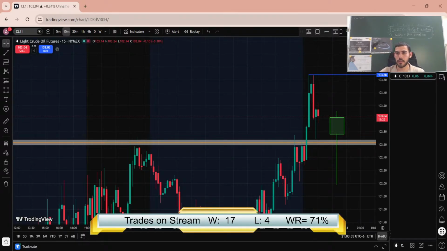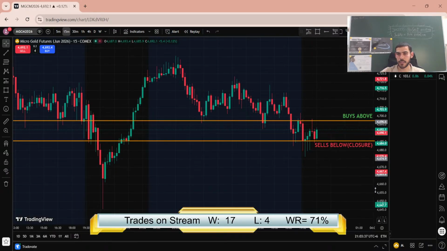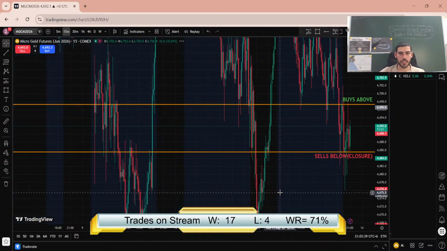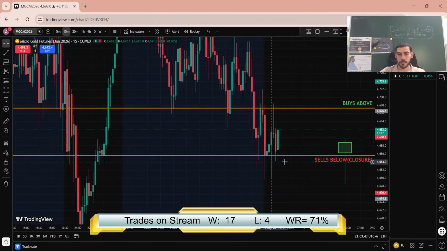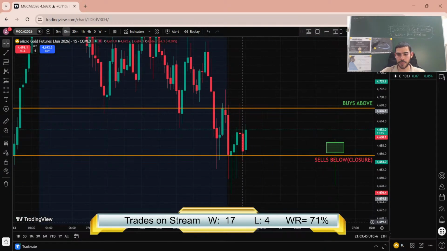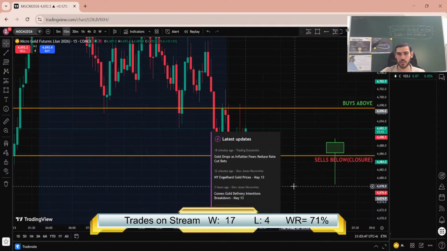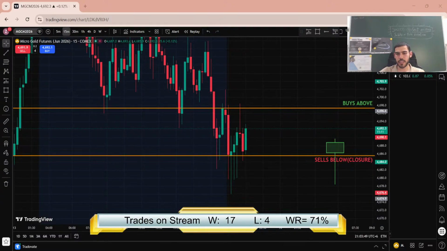Yeah, patience pays, always patience pays. Yeah, it's a tough area actually we are in, so I believe it's better if we can see gold leaving this area. Would be much better if gold can leave this area above or below.